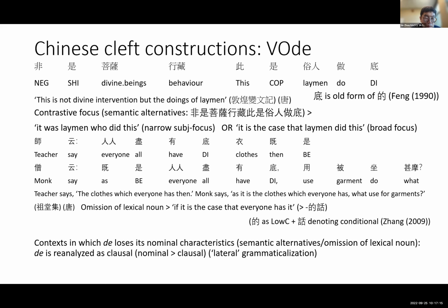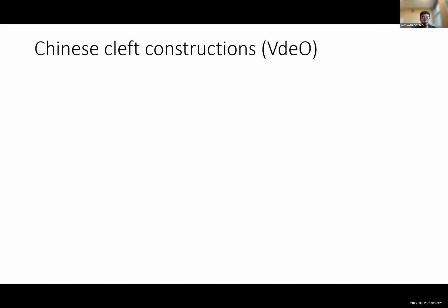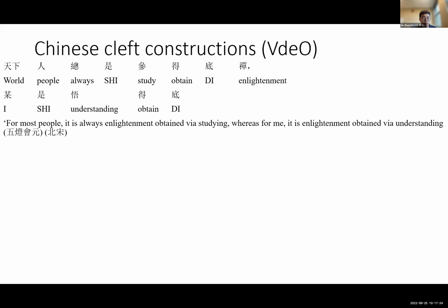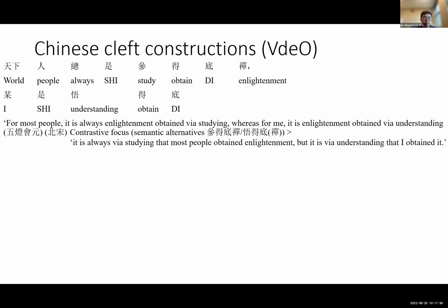We have 1 minute left. Okay, I'll just hurry up a bit. With V的O, however, there are also examples like this in the Song dynasty, a bit later than Tang: 天下人总是贪得的禅，谋是悟得的. Again, 的 is the earlier form of 的. Also here we get contrastive focus because we get semantic alternatives: 贪得的禅，悟得的. Again, we can reanalyze it as a focus construction: it was by studying that most people did it; it's by understanding that I did it.